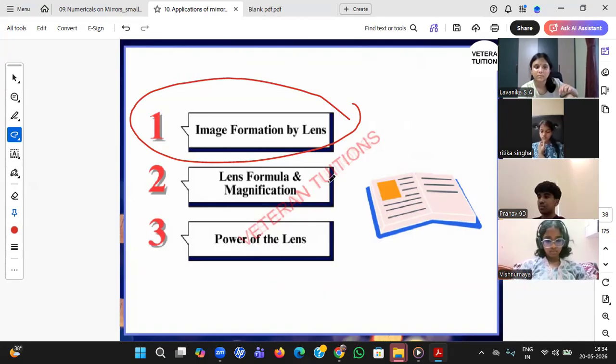Yes, Lavanika, what is refraction? Basic definition of refraction. Refraction is the change in the path of a wave when traveling from one medium to another. Okay, bending of light. Yes, Ritika, what is refractive index, mu? Either give the formula or layman language, both are accepted. Just now she said refraction is bending of light. Then what is refractive index?